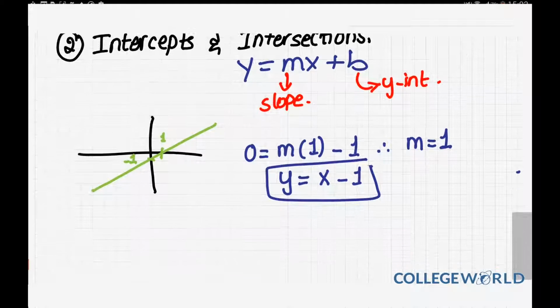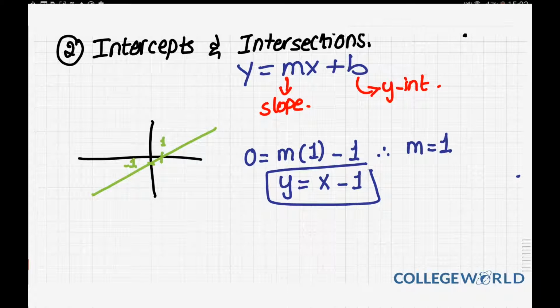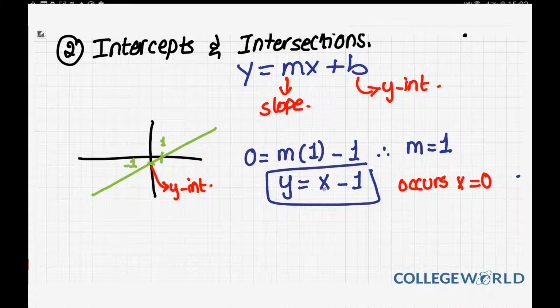So now you know what the y-intercept is. This is your y-intercept. It's always the intersection with the y-axis. Whenever the line crosses the y-axis, those are your y-intercepts, and it occurs when your x is equals to 0. So if you replace here x by 0, you're going to get y equals to minus 1.